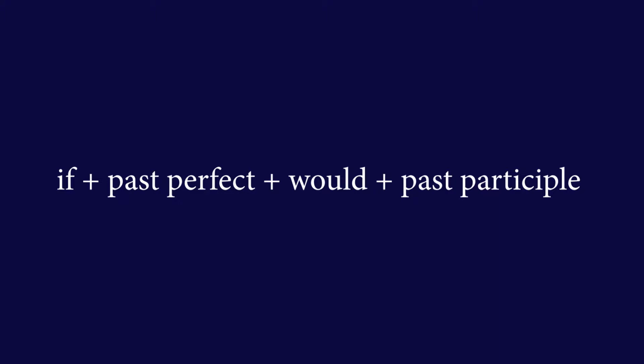Let's look at the formula. This time we have the if clause plus the past perfect tense of the verb plus would plus the past participle of the verb. That is in the first part of the sentence, that is the if clause. You have the if plus had, the verb, and then in the main clause you have would have plus the verb, the past participle of the verb.